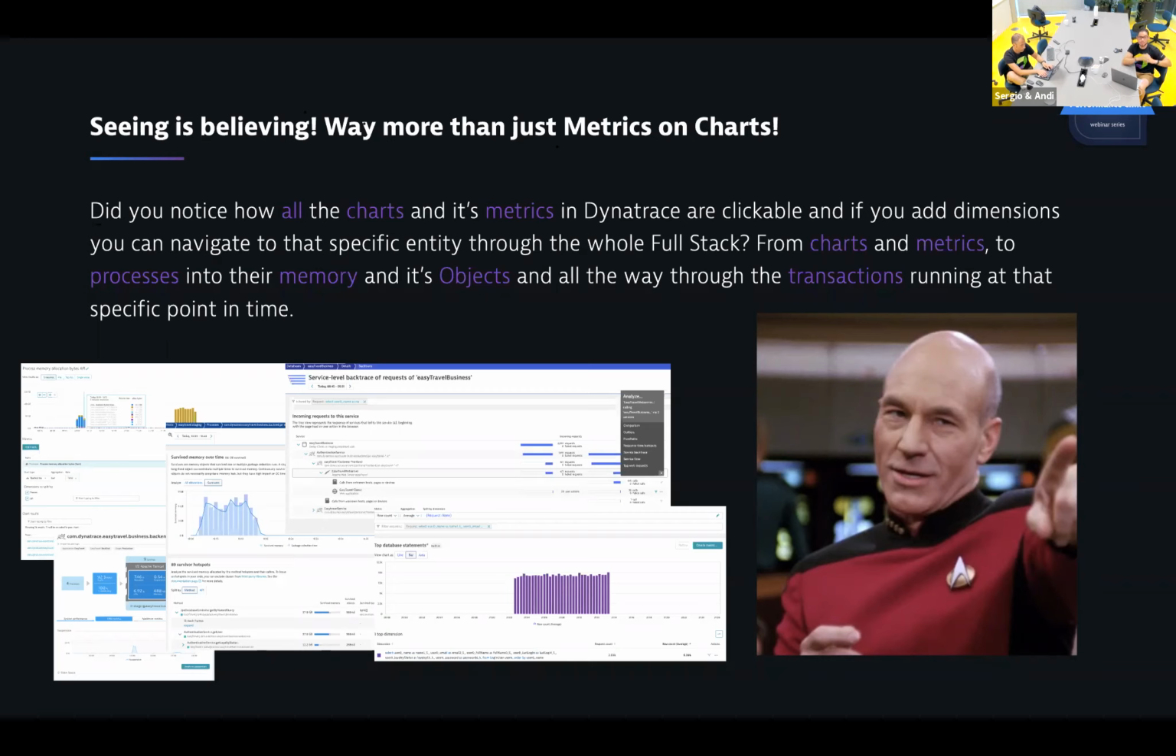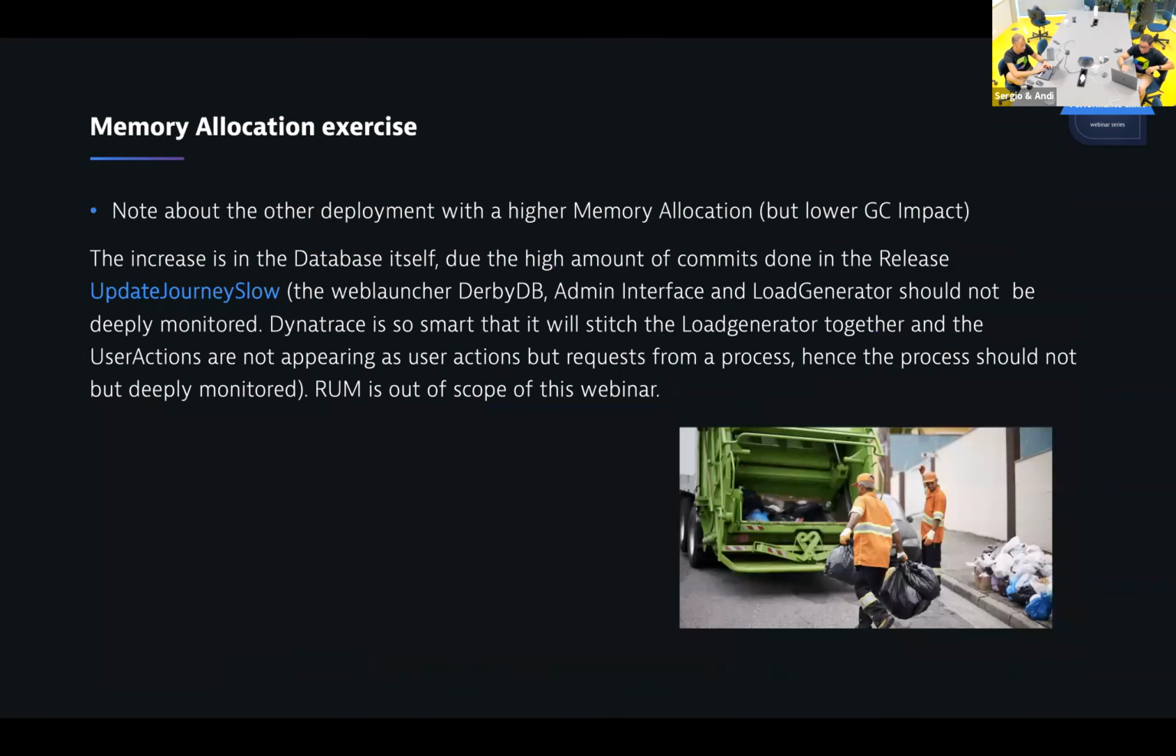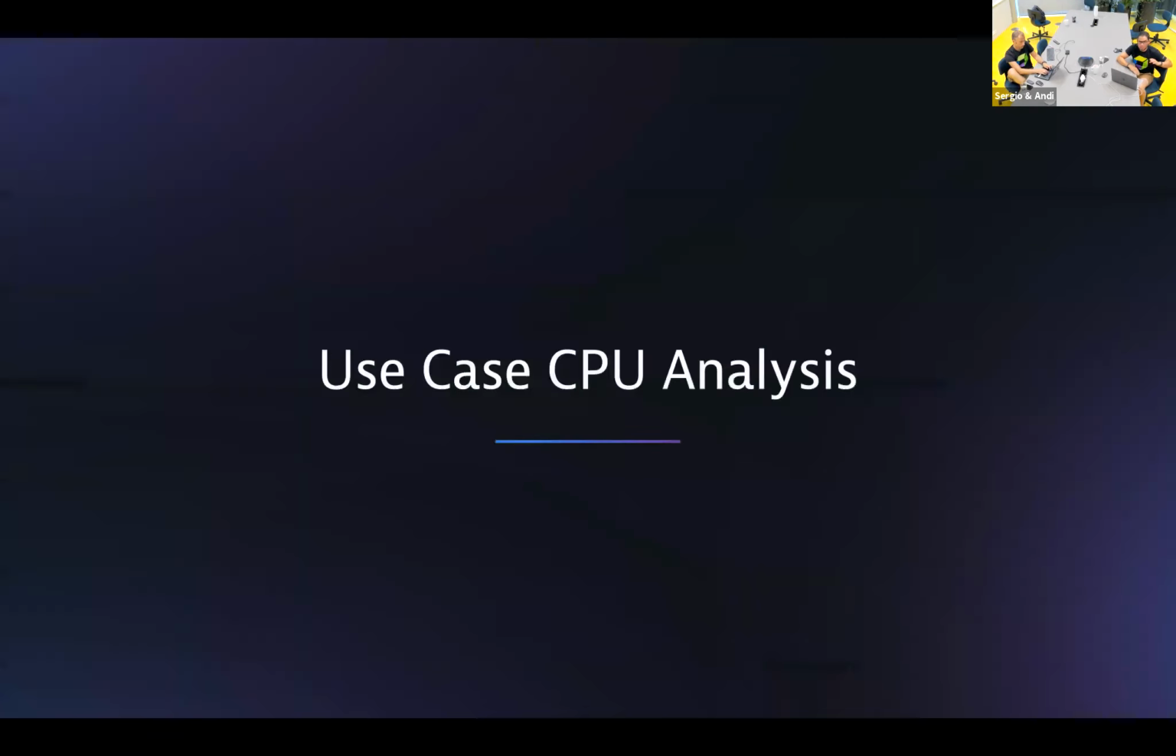So everything is tied together, right? Very important. Okay, now this is just information about the other load test about the Derby database. And we see that because the Derby database is Java-based, it's just the amount of commits that we have. It's out of the scope, and RUM is also out of the scope in this webinar. Maybe on the next one, we're going to add some RUM use cases.